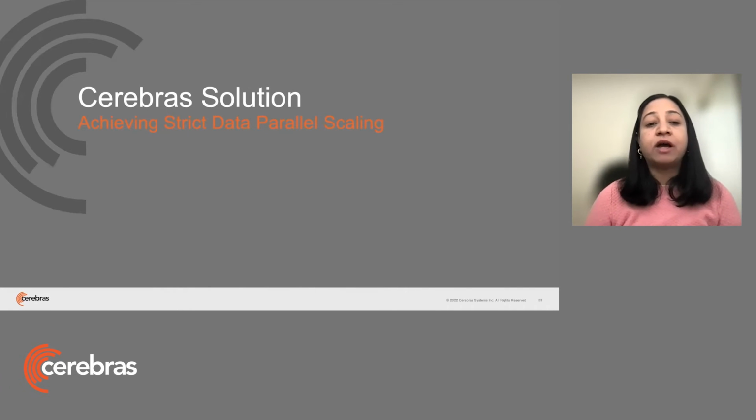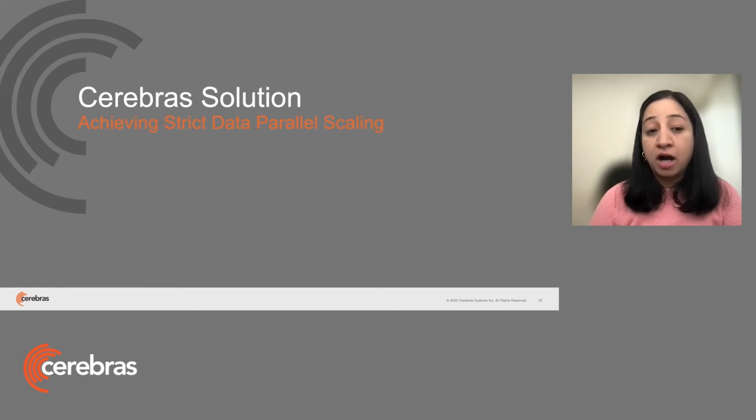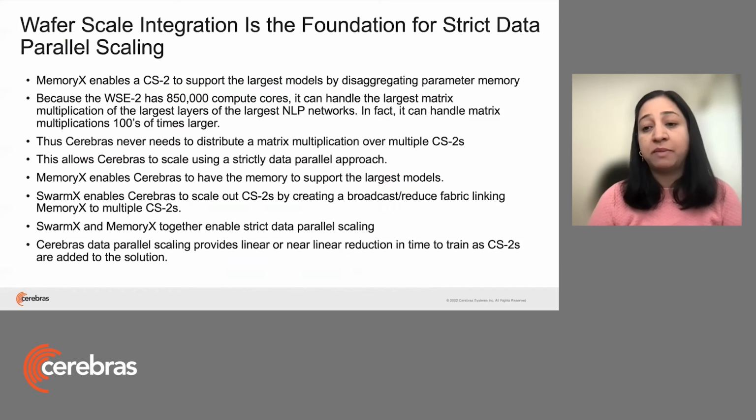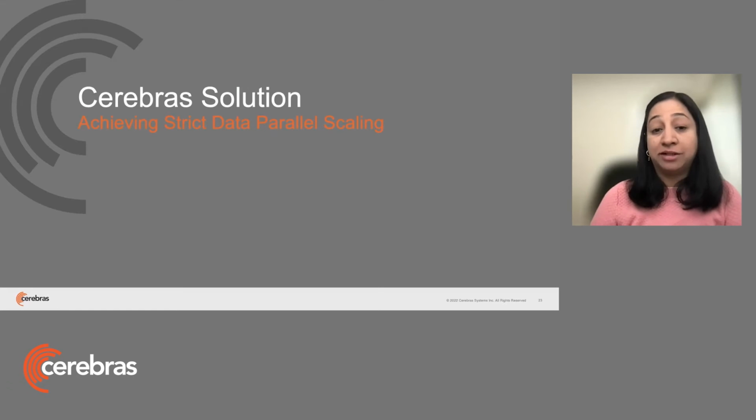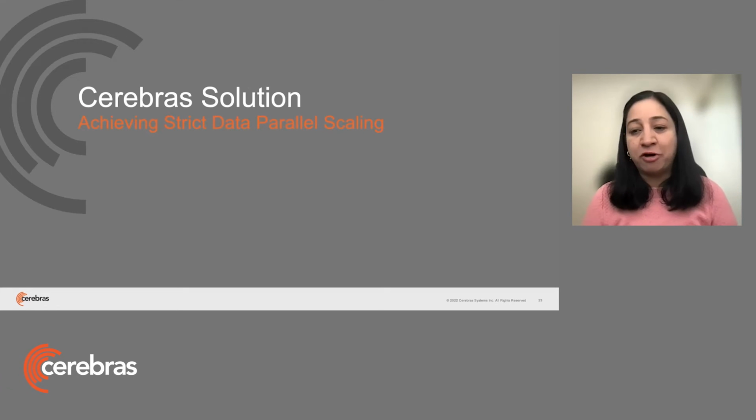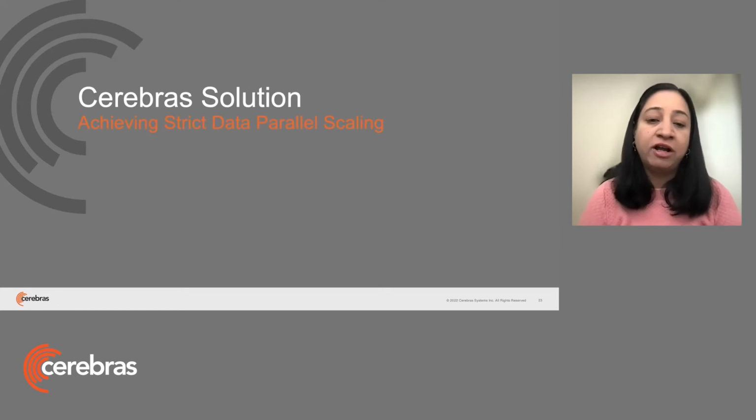Okay, so that is more about the hardware and then the software, the workflow piece. Now let's see how this is actually achieving strict data parallel scaling, which all ties back to how the near linear scale performance, which is what you actually care for, is being enabled.